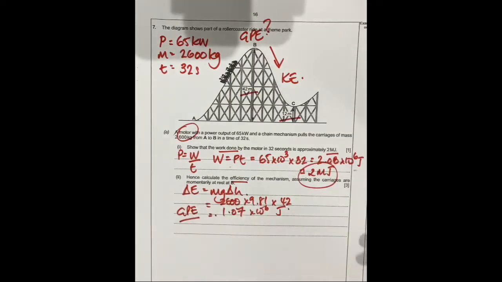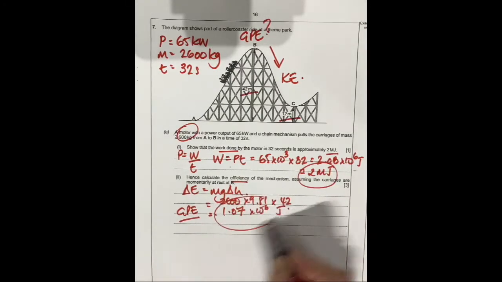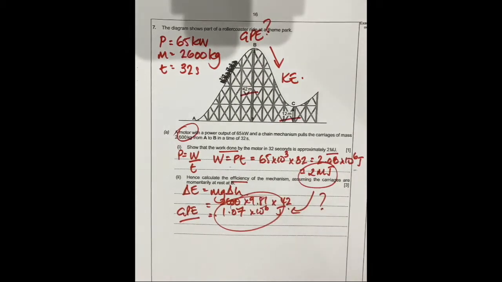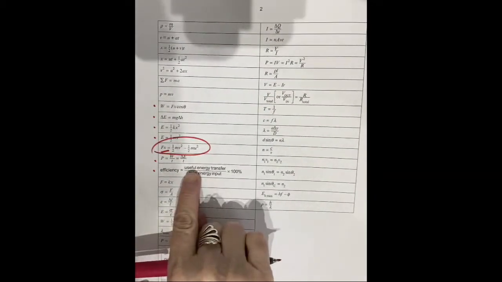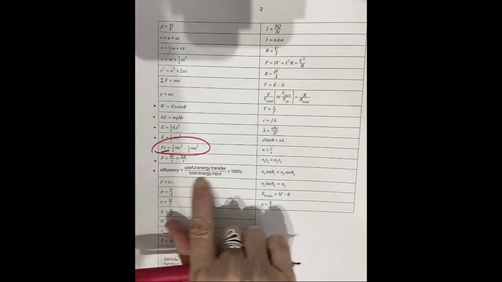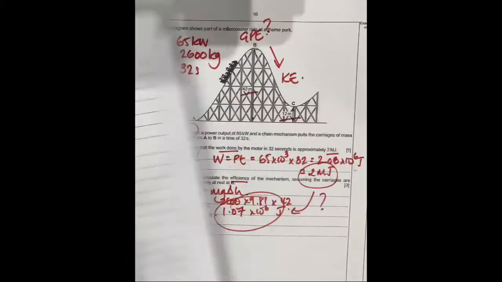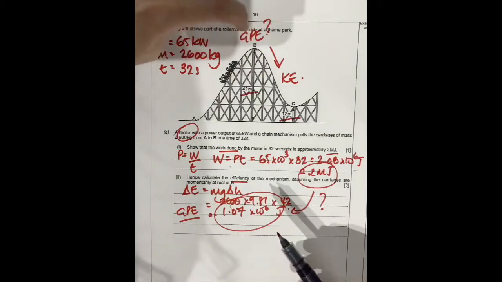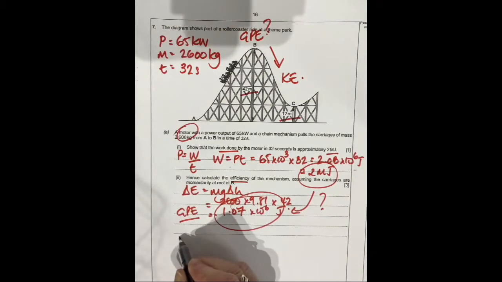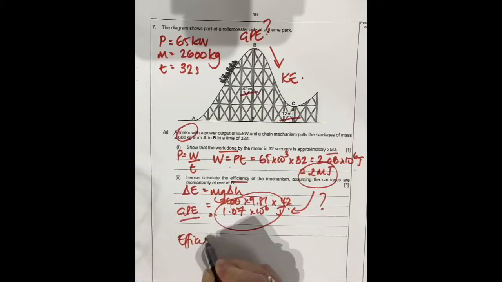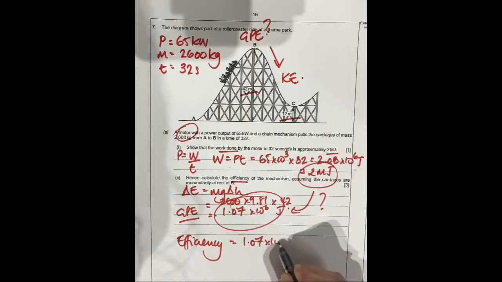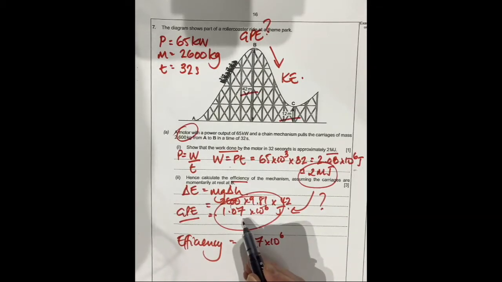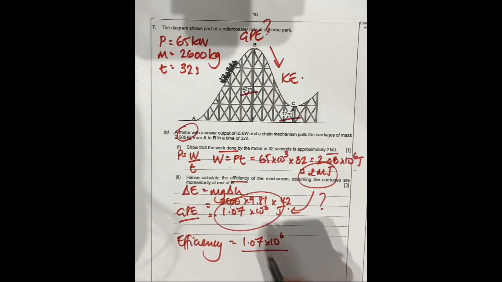All right. Does all that turn into GPE? No, it doesn't, does it? So how do we find the efficiency? Right, the efficiency is the useful divided by the total input times 100. So the useful bit, well, that's what we wanted, was the GPE. So the efficiency is the useful bit, which is the GPE, over the total.